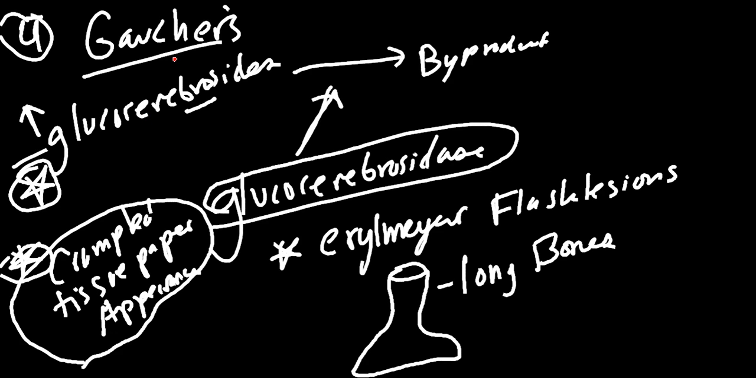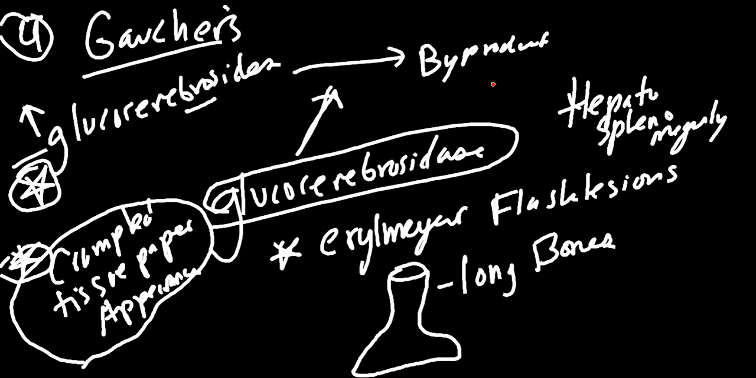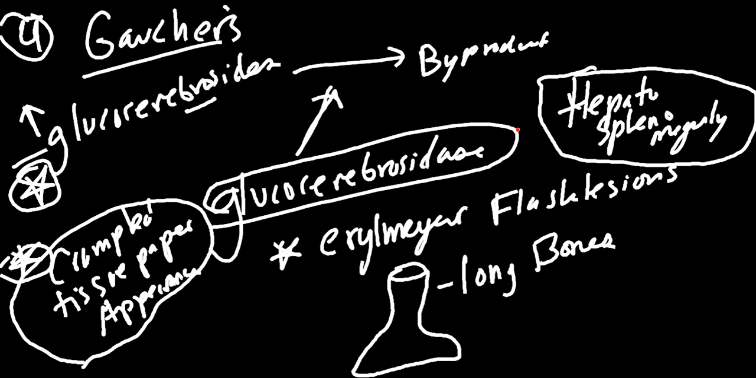So we're still talking about the sphingolipidoses. Gaucher's is just one of the 5 subtypes of sphingolipidoses. However, this one has the crumpled tissue paper appearance. And then lastly, I'm going to throw in hepatosplenomegaly. Just like the last one that I talked about, Niemann-Pick has hepatosplenomegaly, so does Gaucher's. Tay-Sachs does not. So that's 4 of the 5, so let's cover this last one.